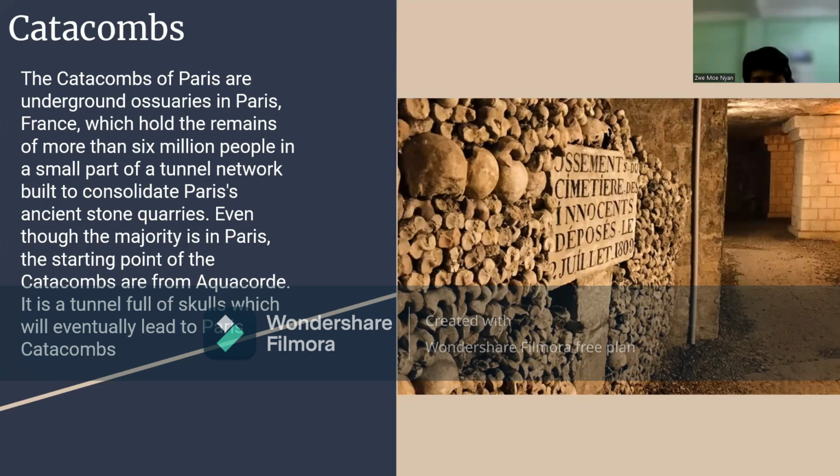Before we talk about catacombs of Aquaport, let's first talk about catacombs of Paris. The catacombs of Paris are underground ossuaries in Paris, France, which hold the remains of more than 6 million people in a small part of the tunnel network built to consolidate Paris' ancient stone quarries. So even though the majority of catacombs is in Paris, the starting point of the catacombs are from Aquaport, meaning that it originally comes from Aquaport. Catacombs of Aquaport is a tunnel full of schools, which will eventually lead to the Paris catacombs.